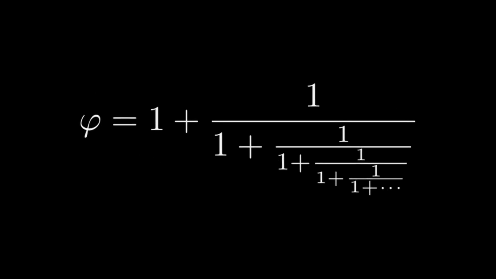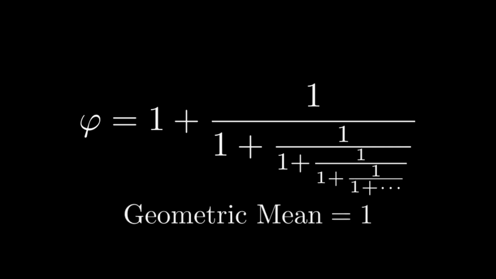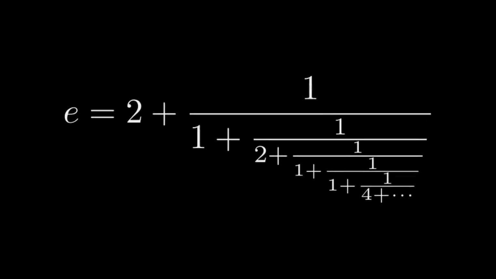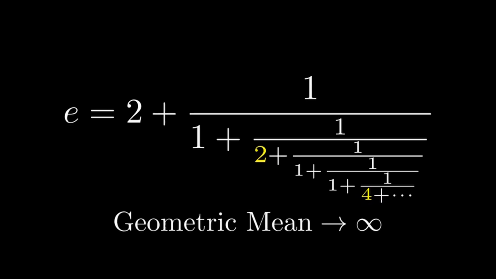Clearly phi from before does not have this property. All of its values are 1, so the geometric mean will also be exactly 1. It turns out all numbers which are solutions of quadratics are exceptions. The biggest exception, however, is Euler's number, which, like phi, has quite a simple continued fraction. Since it includes the even numbers which are increasing, the geometric mean will just keep increasing too.